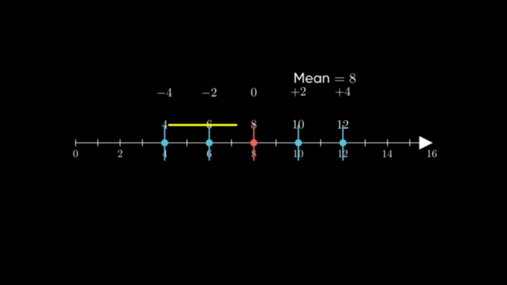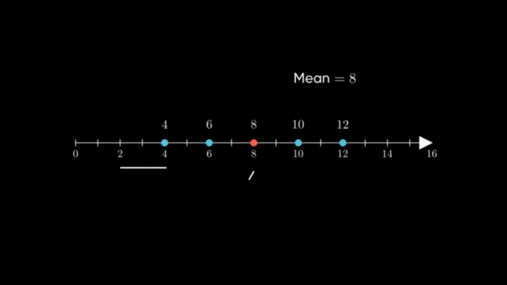Looking at these values, we can see that 4 is 4 units below the mean, giving us -4. Similarly, 6 is 2 units below the mean, giving us -2. The point 8 is exactly at the mean, so its distance is 0. The point 10 is 2 units above the mean, giving us +2, and 12 is 4 units above, giving us +4. These arrows help us visualize how each point relates to the mean.